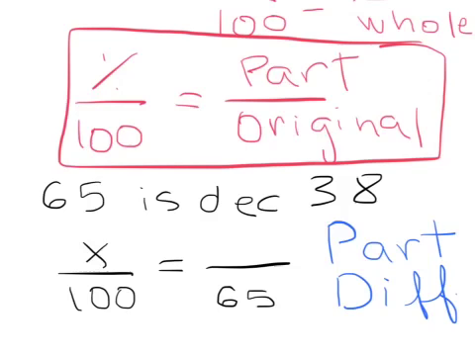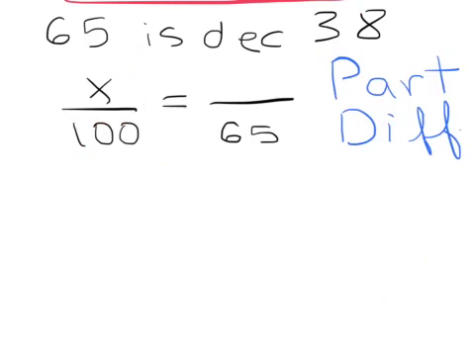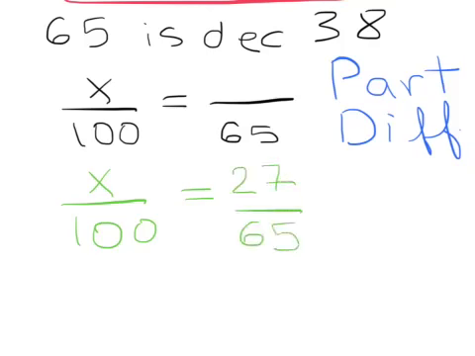Very good. Who can go ahead and subtract them to give me the part? Yes, Maria? 27. You're doing good. Okay, so Maria again. So the answer is X over 100 is equal to 27 over 65. Aya, can you tell me where did she get the 27 from?